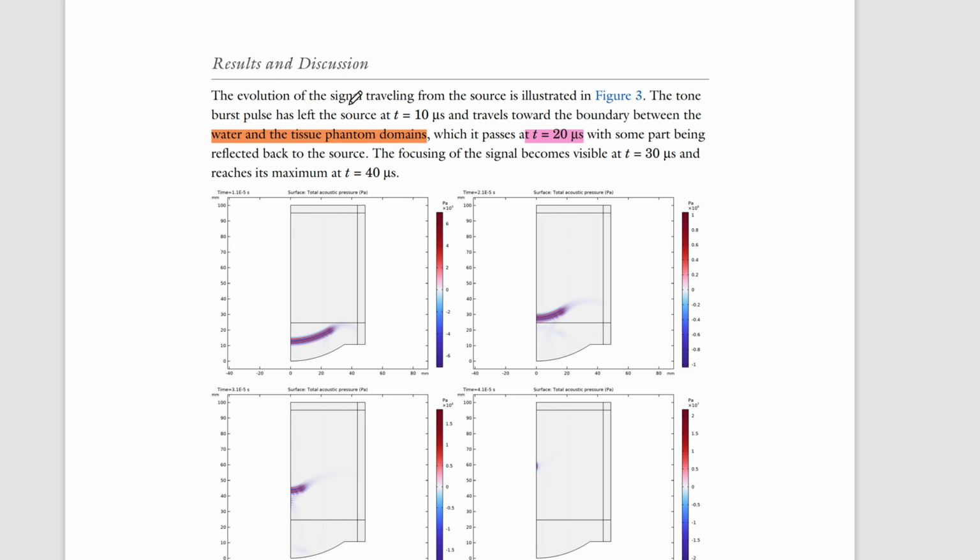So, the evolution of the signal traveling from the source. It has left the source at time equal to 10 microseconds. Okay, so we have... let's draw this a little bit here. Maybe that doesn't. Maybe a graph isn't the best option. Maybe it's like this. I don't need a line for that actually. I can just draw a circle for our focus.